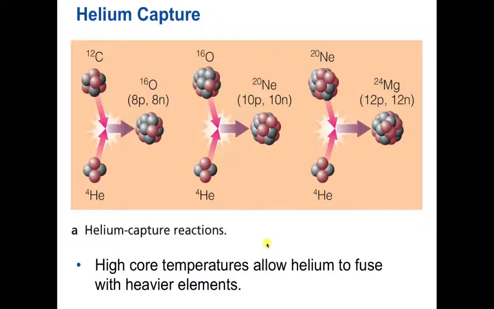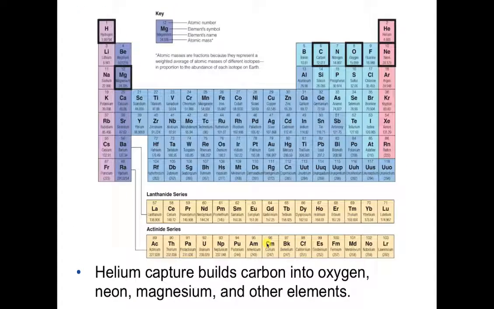These things are not moving fast enough to get close enough together. So this helium capture process is a way by which we can make bigger elements, and it happens primarily in the high mass stars, the highest mass stars. So here we add to our periodic table magnesium, carbon, oxygen, neon. We already had carbon being produced by helium fusion, but we can get the carbon then producing oxygen, and then oxygen produces neon, and neon produces magnesium, and so on.